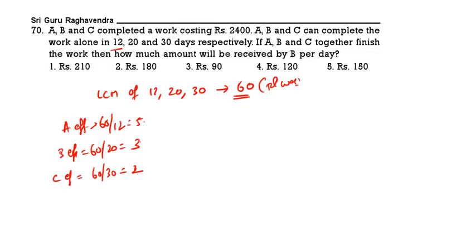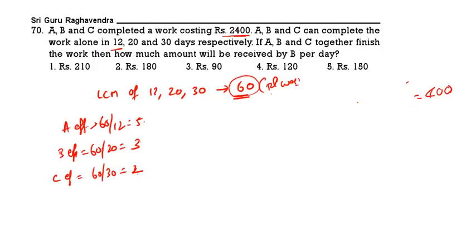Now A's efficiency 5, B's efficiency 3, C's efficiency 2. Now what is given? This is 2400 of A, B, C. So 2400 is the total work cost. So what is the cost of 1 day of work? 2400 by 60. That means how much are we going to get? That is 400. 2400 by 6.